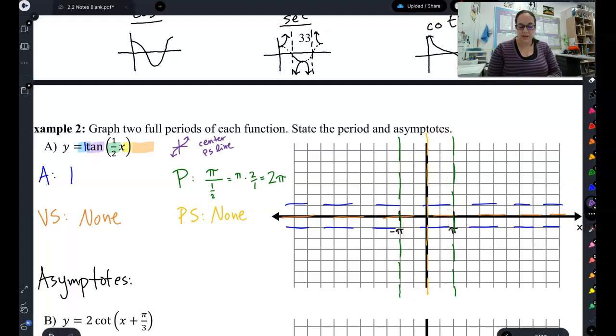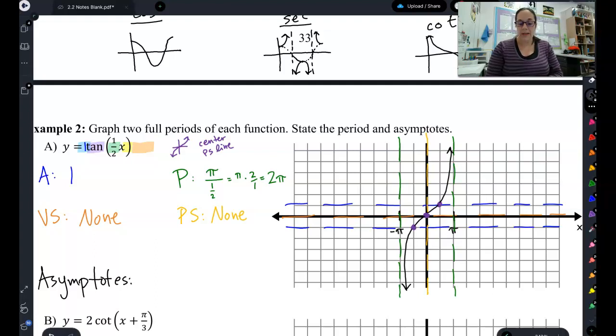So now let's do our tangent points. Tangent is increasing from left to right. So I take these boxes and I cut them into fourths, kind of like we did with sine and cosine. Then our first point is on the amplitude line. Next is on the center. And next is on our amplitude line. And from there, we can connect our dots. And there's our tangent graph.